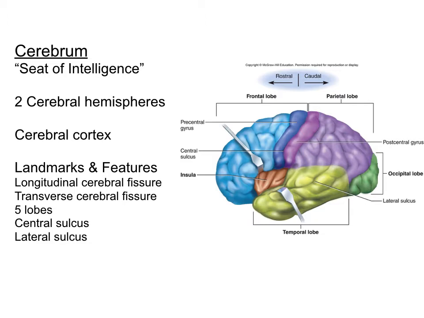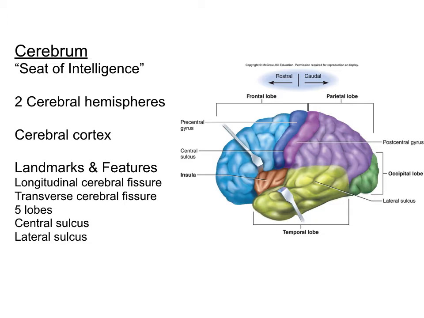Now, with regards to the anatomy of the cerebrum, as mentioned in our first module, the cerebrum is divided into a right and left cerebral hemisphere. They are divided by the longitudinal cerebral fissure. The cerebrum is also separated from the more inferior cerebellum by the transverse cerebral fissure.